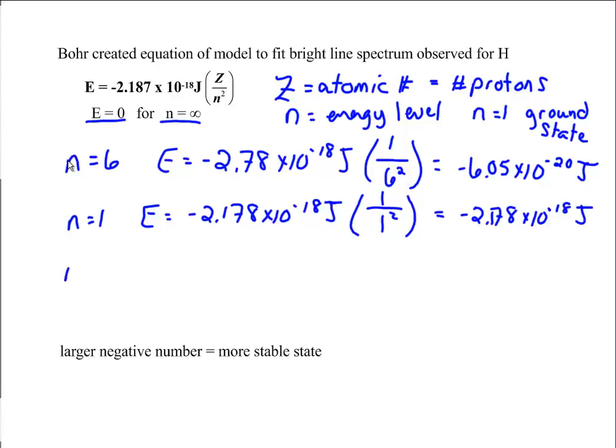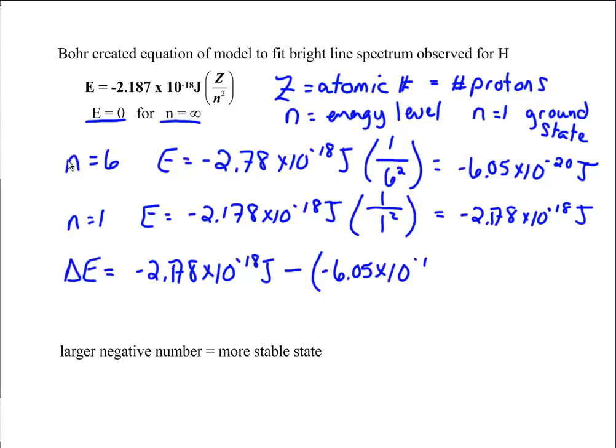Now the change in energy is what goes into creating the color of light that we see. The wavelength and the frequency of light we see is associated with a change in energy. And so that's going to be the final energy, N equals 1, so negative 2.178 times 10 to the negative 18 minus our initial energy, negative 6.05 times 10 to the negative 20. So our change in energy is negative 2.12 times 10 to the negative 18 joules. And if we use the hc over lambda or the hf equation, we can figure out the frequency associated with that energy, or we can figure out the wavelength associated with that energy.